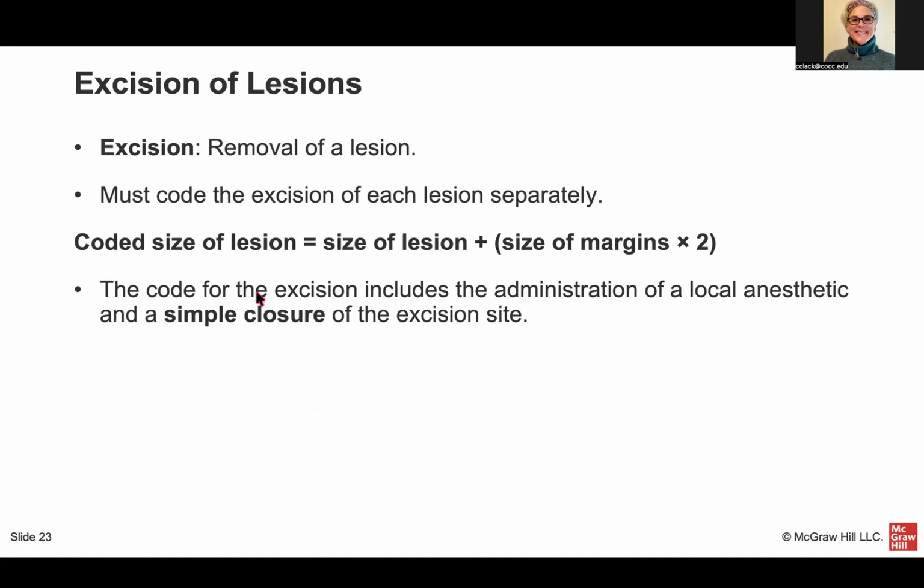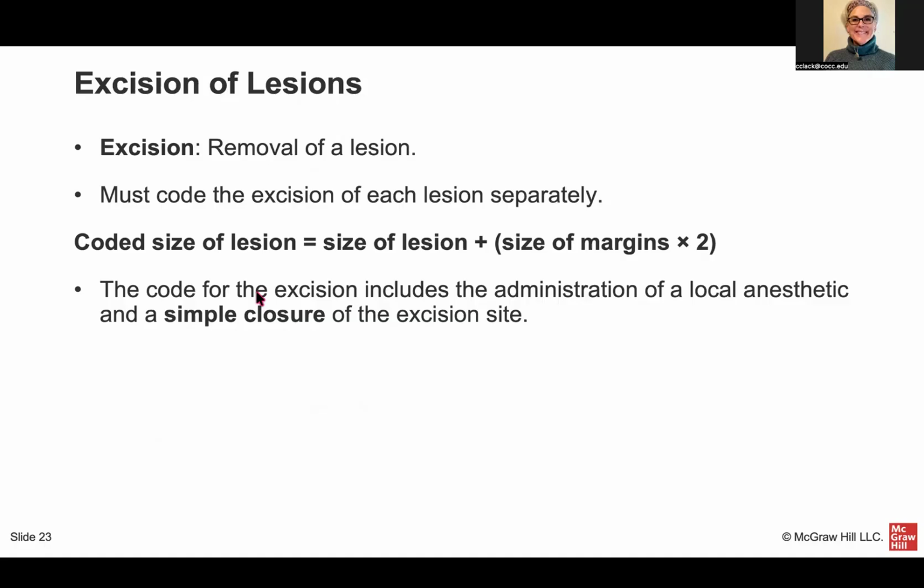Second, the coded size is not just the size of the lesion itself, it's the size of the lesion plus the margins times 2. Why is it times 2? Well, I'm glad you asked. Because a surgeon cuts a margin on all sides. So both sides and then top. So you're adding the margin distance to both sides of the lesion. So what's the formula? The formula is the coded size equals the lesion size plus the margin times 2.